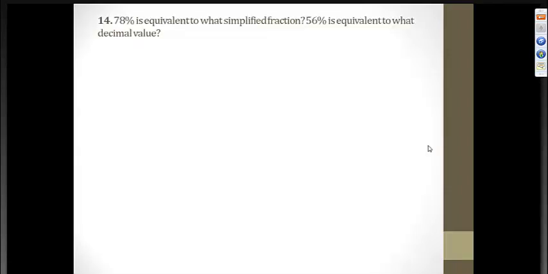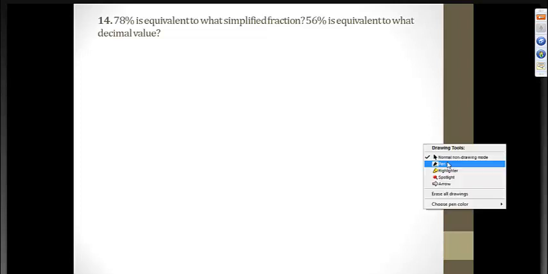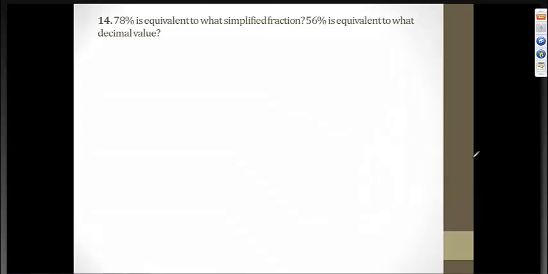Our next question gets involved with something that we love, percents. And they're asking 2 questions in 1 in this case. They're saying 78% is equivalent to what simplified fraction? 56% is equivalent to what decimal value?